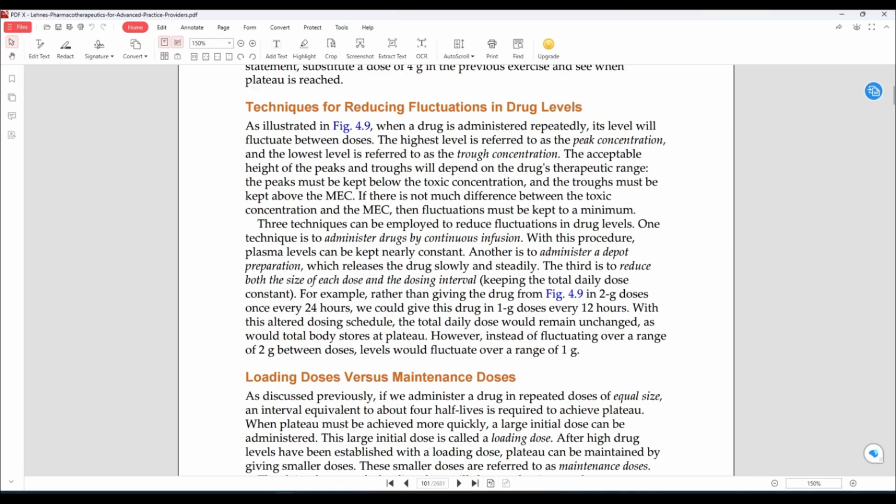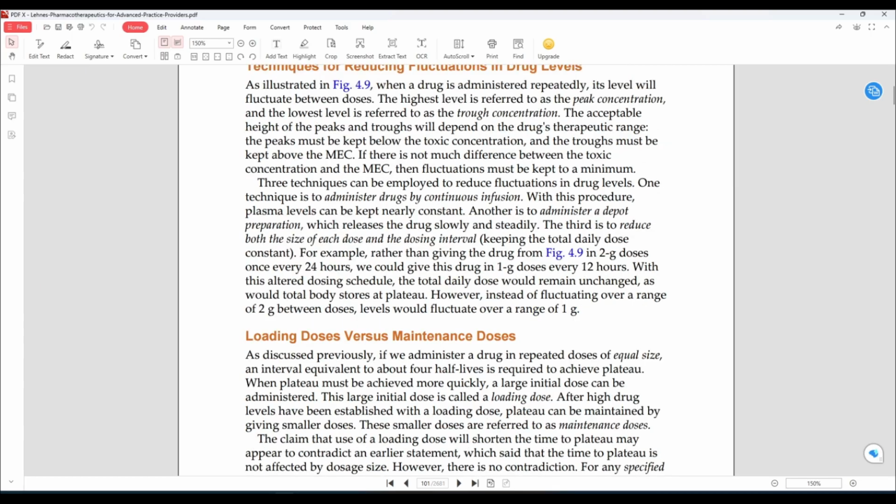So, for example, rather than giving the drug from figure 4.9 in 2-gram doses once every 24 hours, it would be given in 1-gram doses every 12 hours. With this alternating dosing schedule, the total daily dose would remain unchanged, as would total body stores at plateau. However, instead of fluctuating over a range of 2 grams between the doses, levels would fluctuate over the range of 1 dose.